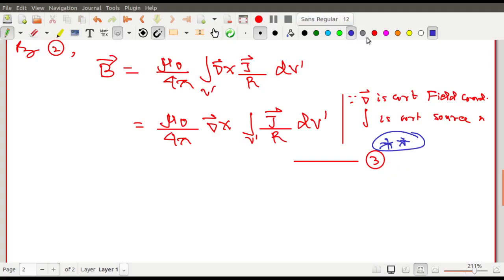এখানে একটা স্টার দিয়ে রাখো তোমরা. আচ্ছা চলো, b এর ভ্যালু তো আমরা বের করে ফেললাম, mu 0 by 4 pi curl of this one. This is the value of this b. এবারে এটার কার্ল নিতে হবে. You take the curl of equation 3. Taking curl of equation 3.